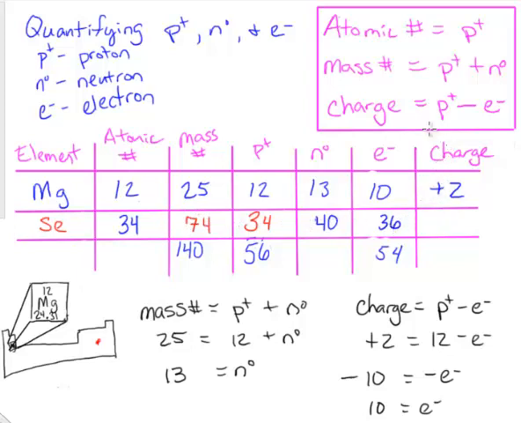Finally, the charge. The charge is equivalent to the number of protons minus the number of electrons. I have 34 protons, whereas 36 electrons. 34 minus 36 is negative 2. The last line is for you to complete. You'll need to find the element symbol, the atomic number, the number of neutrons, and finally the charge. I hope this was helpful, and good luck.